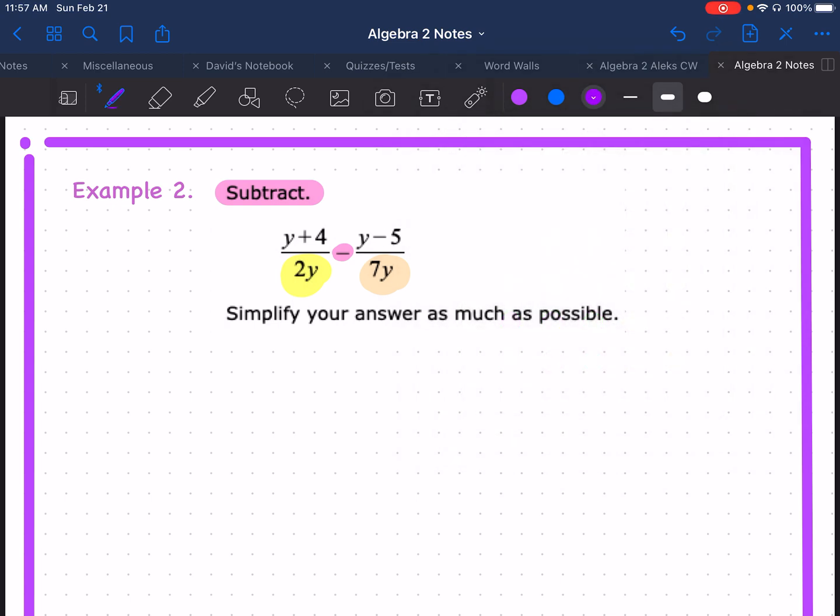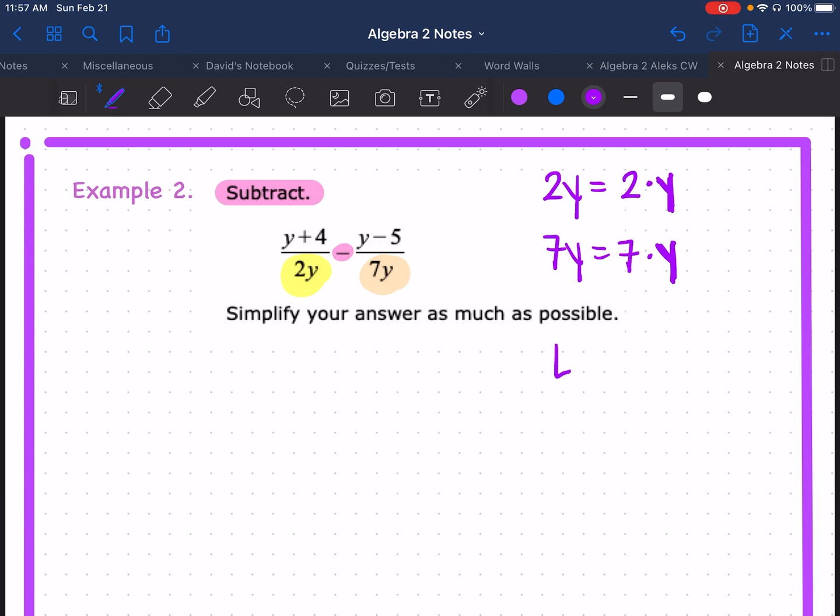So let's go ahead and grab this. I'm going to say 2y, I can think of it as 2 times y. And 7y, I can think of it as 7 times y. They both have a y. I'm going to make it as dark as I can. They both have a y. So I don't have to say 2 times y times 7 times y. I only need the y that they share once.